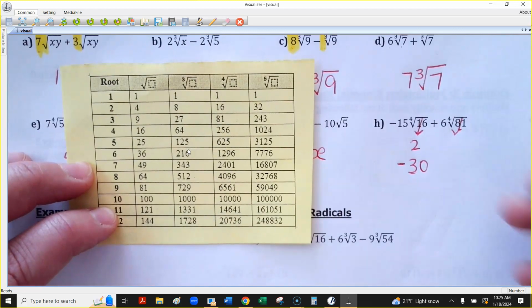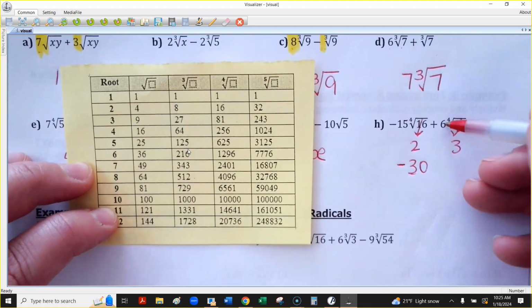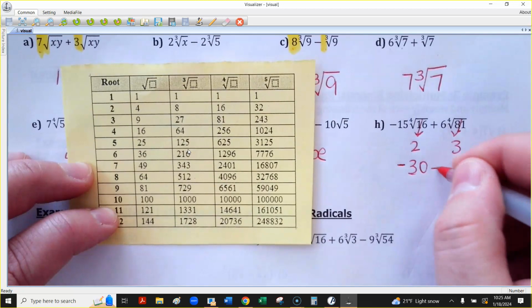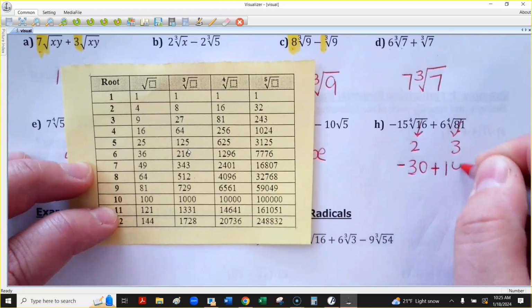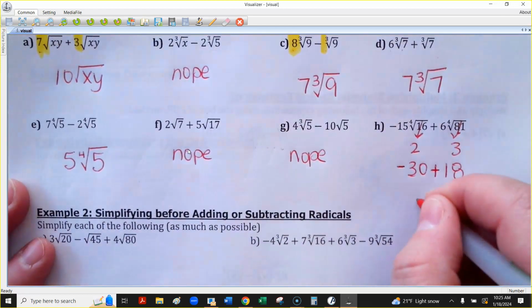Okay, so really this is actually a plain number too. I already had a 6 out in front, so it'd be 6 times 3. So this is really negative 30 plus 18. So I can't actually add these together because they both end up just being plain numbers. This should end up being negative 12.